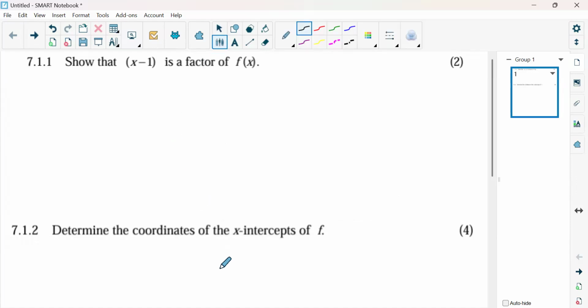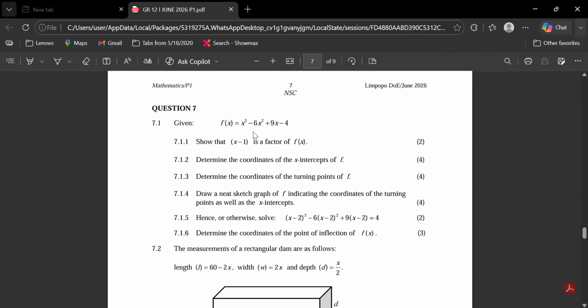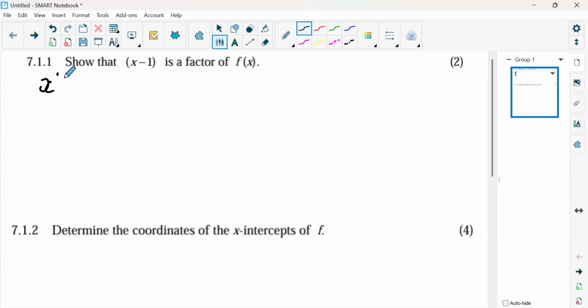f of x is equal to x cubed, x to the power of 3, minus 6x squared, plus 9x, minus 4. Basically, guys, if they say you are given a linear and you're supposed to prove that it is a factor, we're going to use the factor theorem. So I'm going to say using factor theorem.